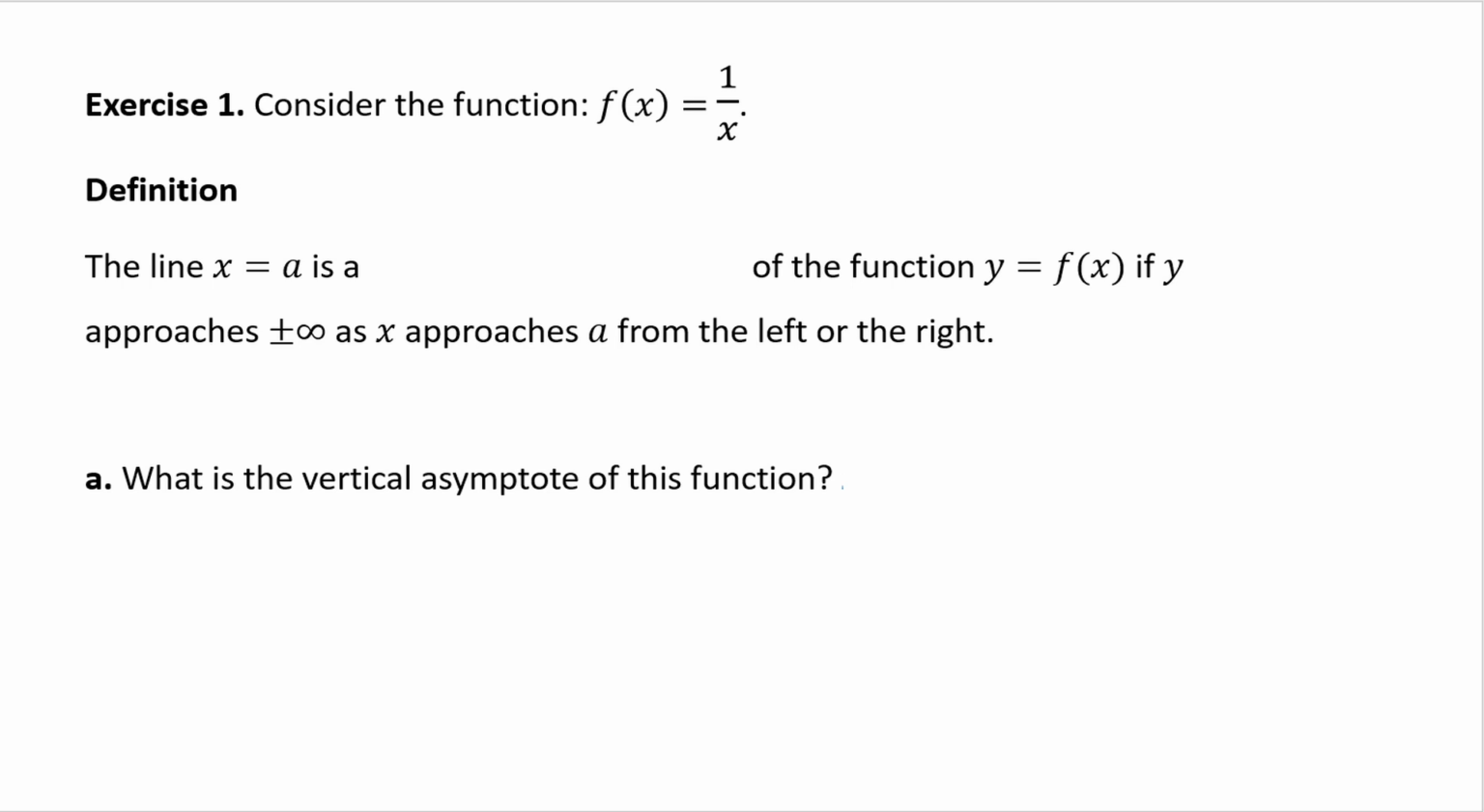The line x equals a is a vertical asymptote of the function y equals f of x if y approaches positive or negative infinity as x approaches a from the left or from the right. So, what is the vertical asymptote of this function? The vertical asymptote is, we learned, x equals 0. That means x can't ever be 0, but we can approach it from either side.